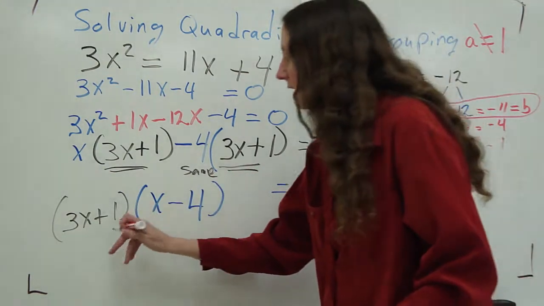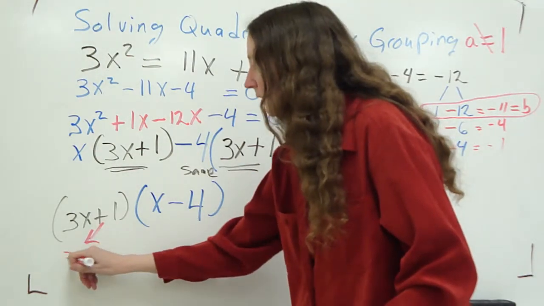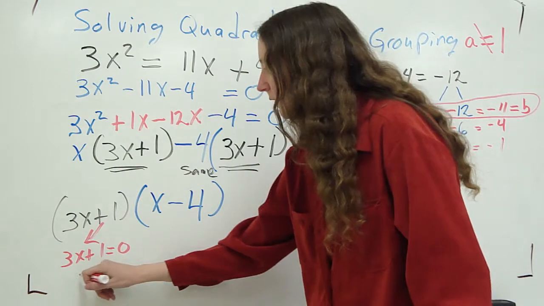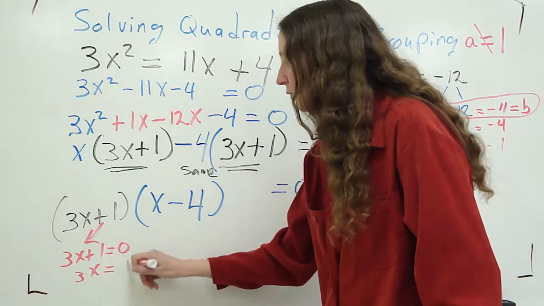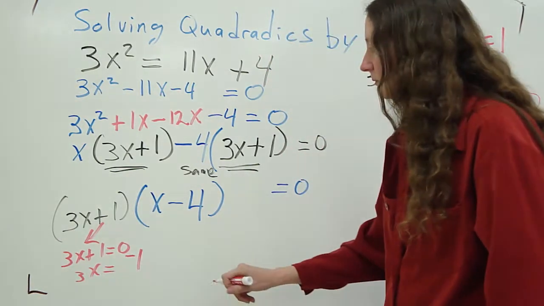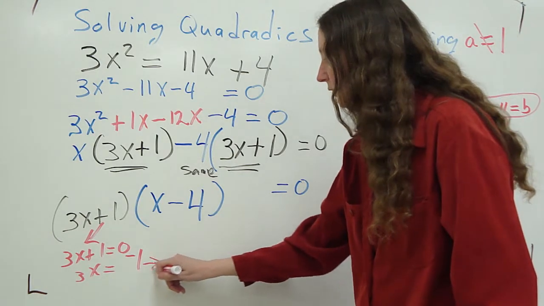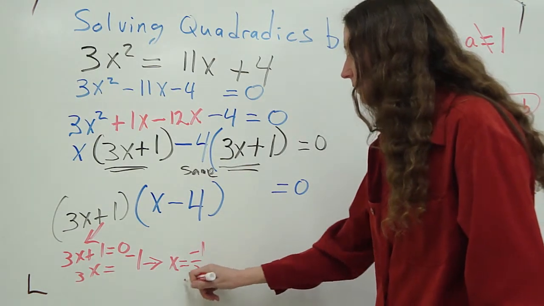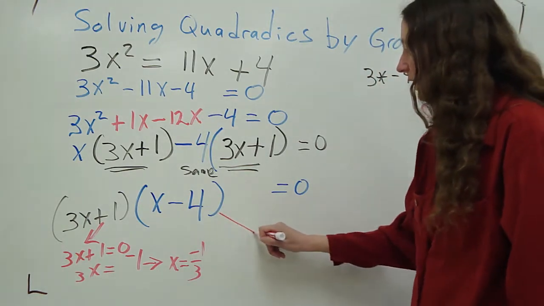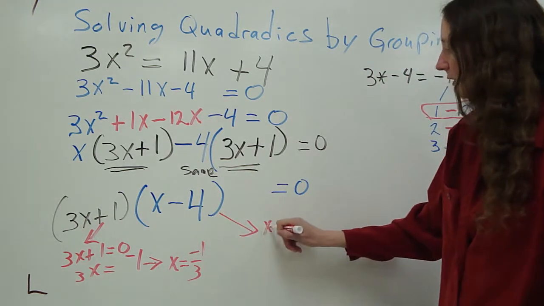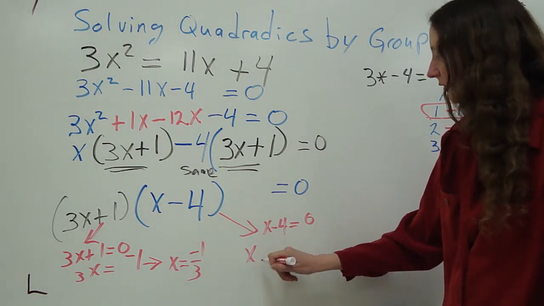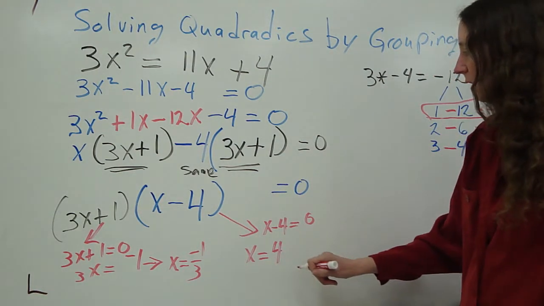I now separate this out into two parts. 3x plus 1 equals 0. 3x equals negative 1, which then leads me to x equals negative 1/3. Take this one over here, x minus 4 equals 0. So x equals 4.